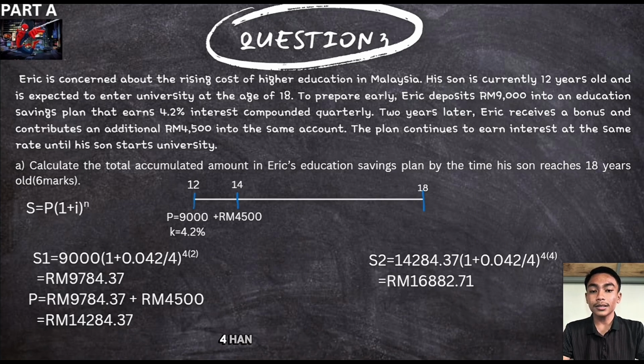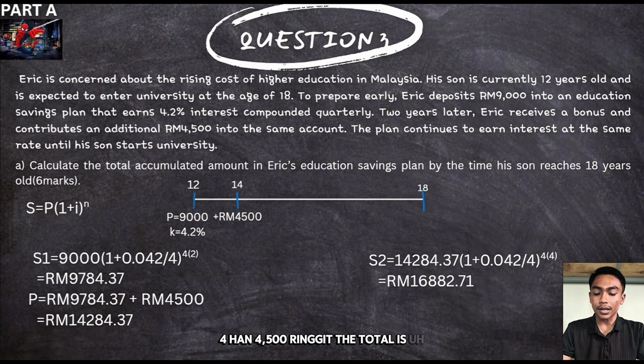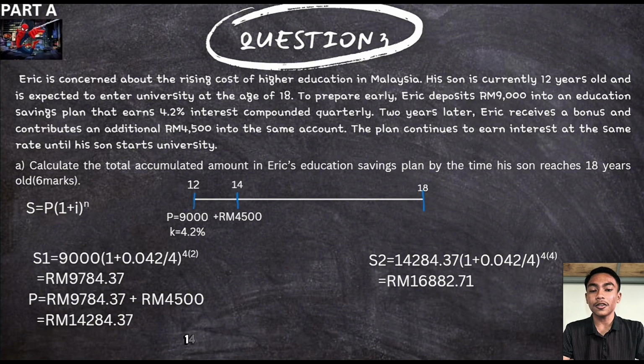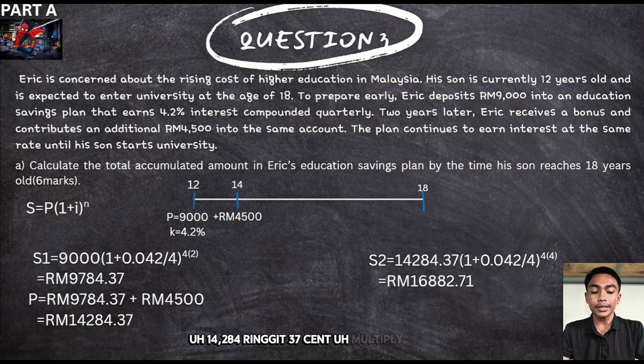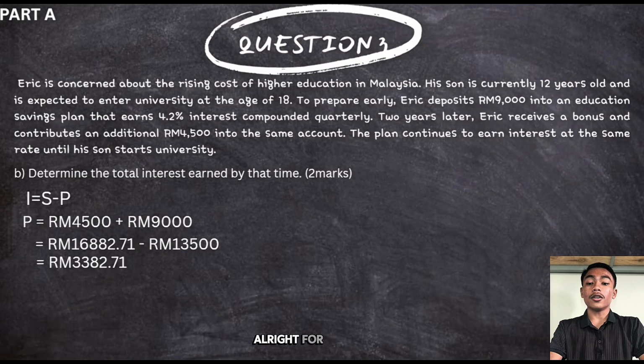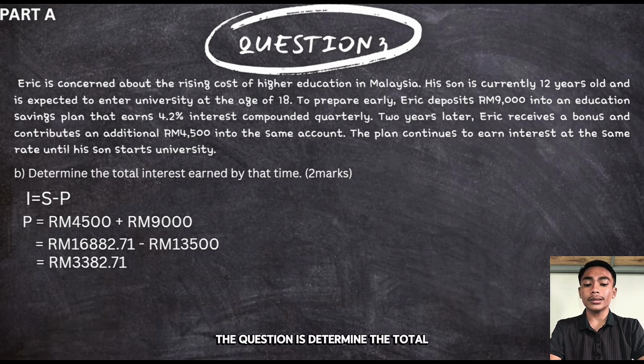For the P, it is 9,784 ringgit 37 cents plus 4,500 ringgit. The total is 14,284 ringgit 37 cents. We will use this P to find the total accumulated amount for S2. S2 is 14,284 ringgit 37 cents multiply (1 plus 0.042 divided by 4) powered by 4 multiply 4, and the total is 16,882 ringgit 71 cents.